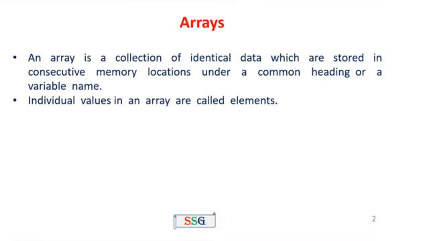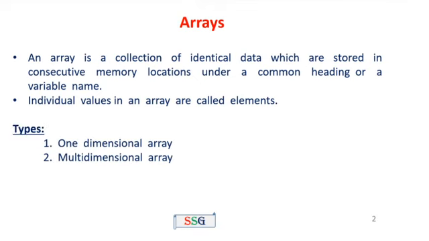Arrays. An array is a collection of similar data types stored in continuous memory locations in RAM under a common variable name. Individual values in an array are called elements. There are two types of array: one-dimensional array and multi-dimensional array.